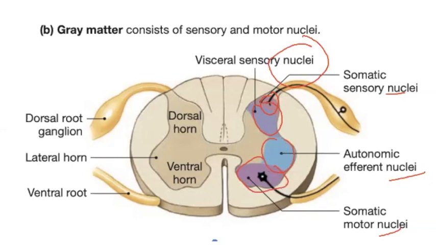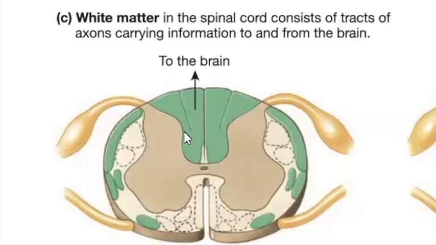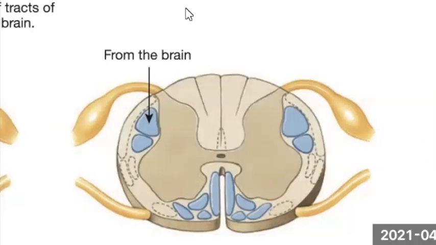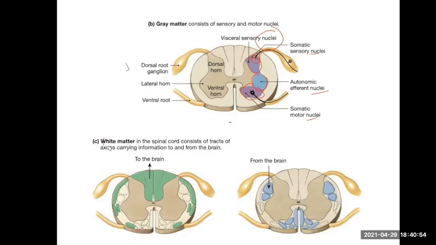And then again, you also have tracks of axons going up toward the brain over here, in the white matter, going up toward the brain and coming down from the brain. So this is all representing different tracks of myelinated axons going from the brain. So that's white matter, even though it's green and blue. All the stuff on the outside here is white matter.